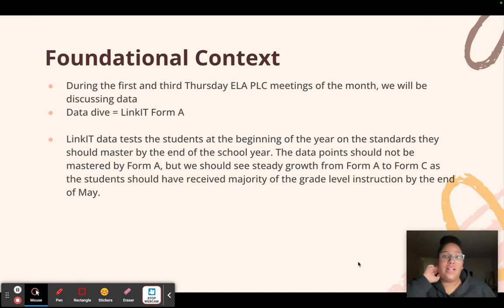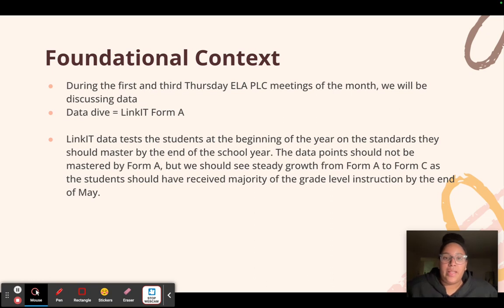For our foundational content, we are going to be using the first and third Thursday ELA PLC meeting just for the ELA department, and we're going to be discussing data. So just to break it down, at my school we have PLC meetings every day. Two of them are content based, two are entire grade level, and one is a miscellaneous PLC meeting.